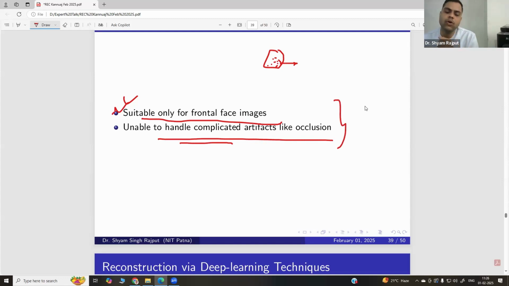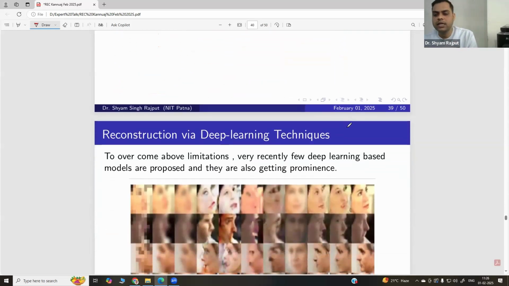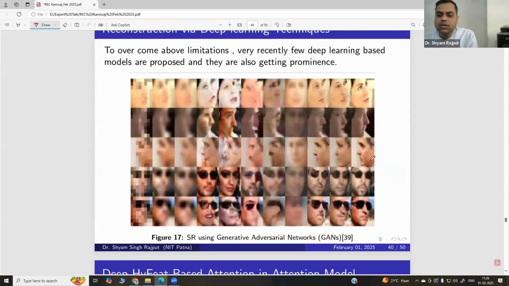To overcome this problem, in the recent 4-5 years, deep learning based models are also getting prominence. And these are some results of the deep learning based model. You can see that these models are able to handle non-frontal images. These all are non-frontal images, and they are also able to reconstruct sunglasses, which is a kind of occlusion. So this is the advantage of the deep learning based model.